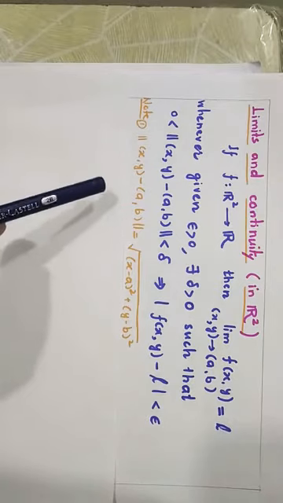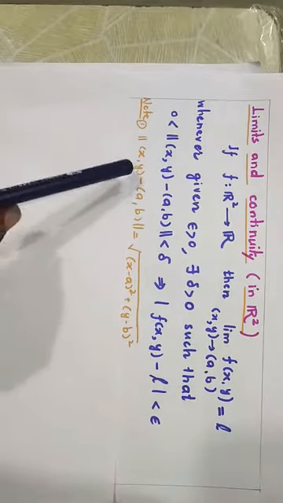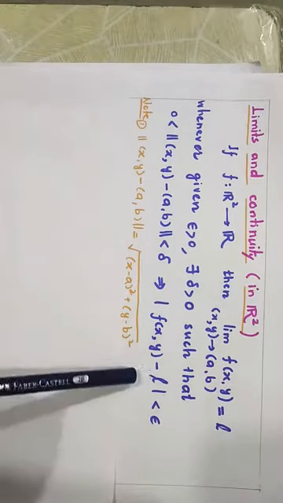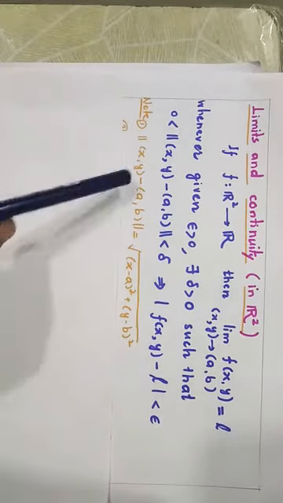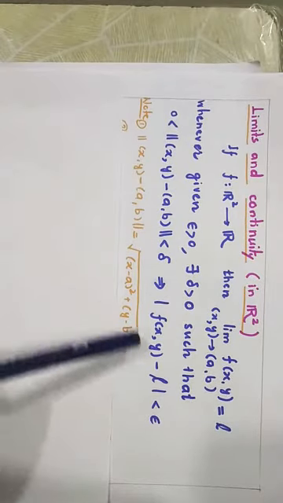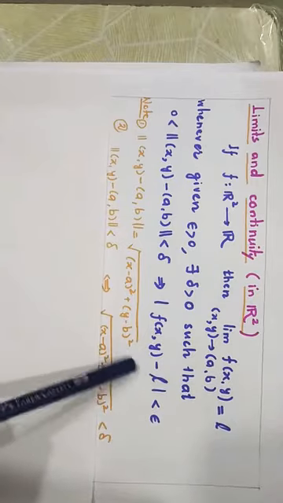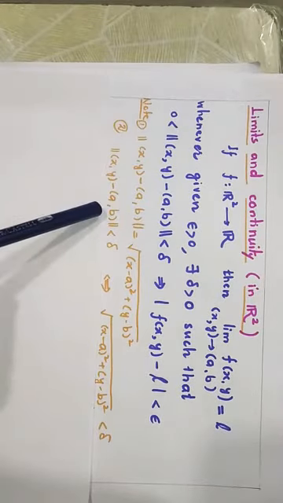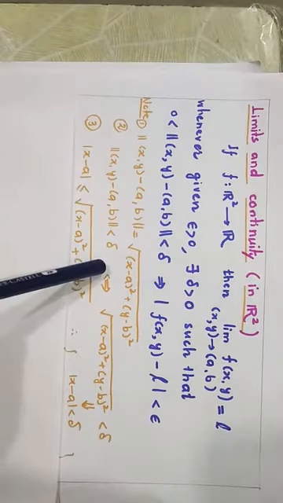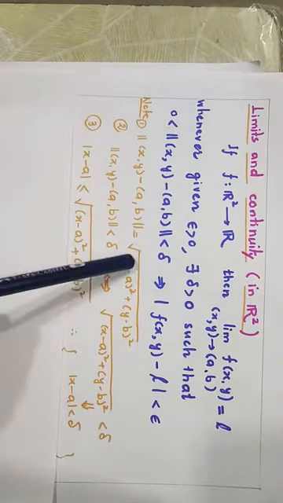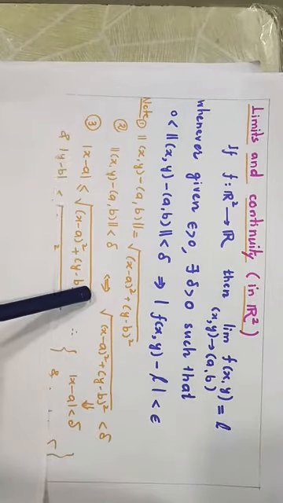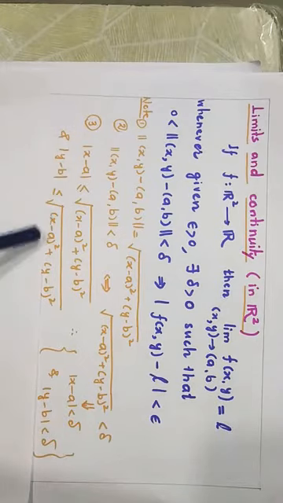Now we consider that, and this is important, whenever the norm of (x, y) minus (a, b) is the square root of (x minus a) squared plus (y minus b) squared, this is the distance. So we have to remember this. Whenever this is less than delta, it means this term is strictly less than delta, but mod of x minus a is always less than or equal to this whole term, and mod of y minus b is always less than or equal to this term.